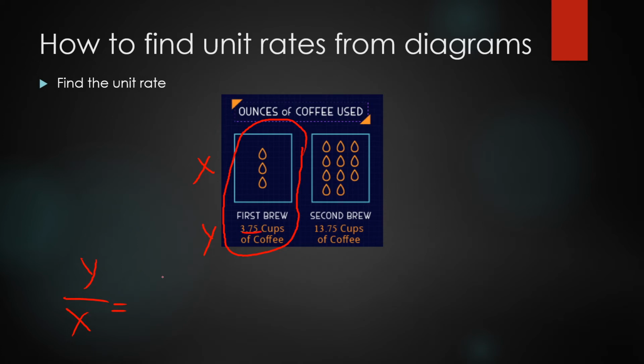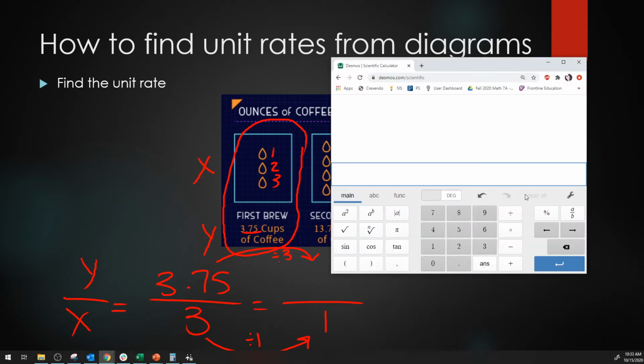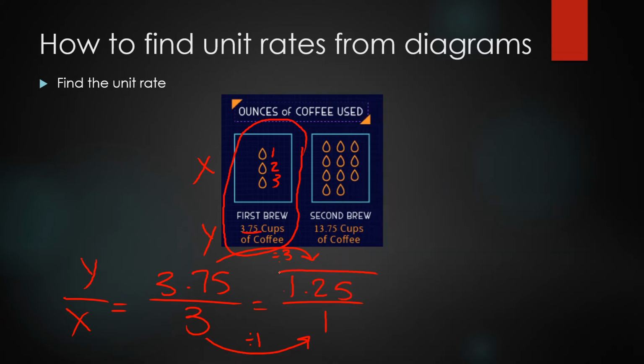Y is 3.75, and our x is going to be 3 ounces of coffee. I need to have a 1 in the denominator, so I'm going to divide top and bottom by 3. So again, pull back that calculator, and we're going to do 375 divided by 3, and I get 1.25. So my unit rate for this diagram is going to be 1.25.